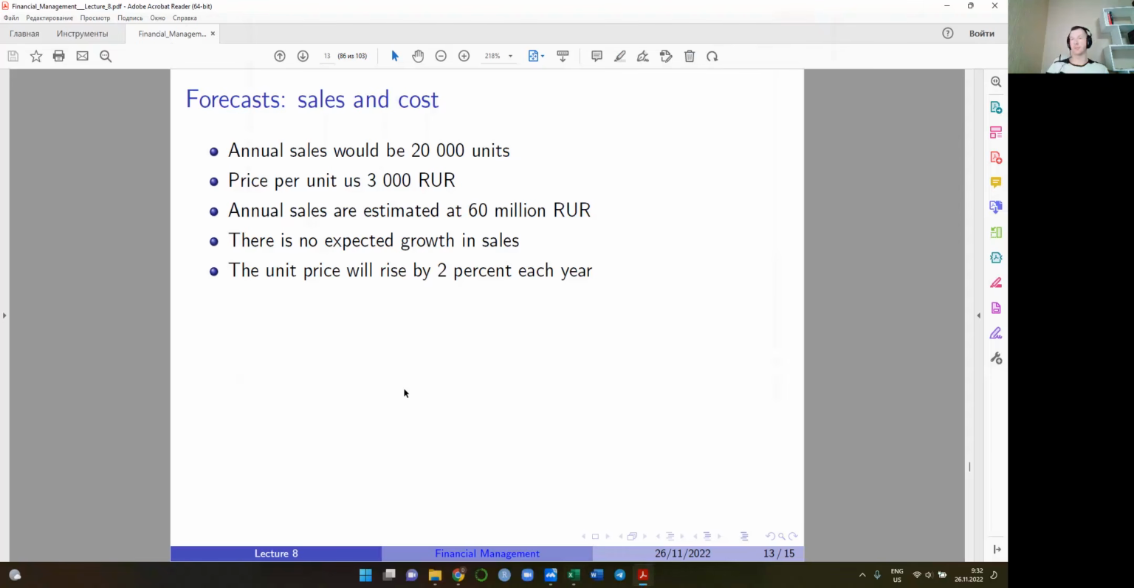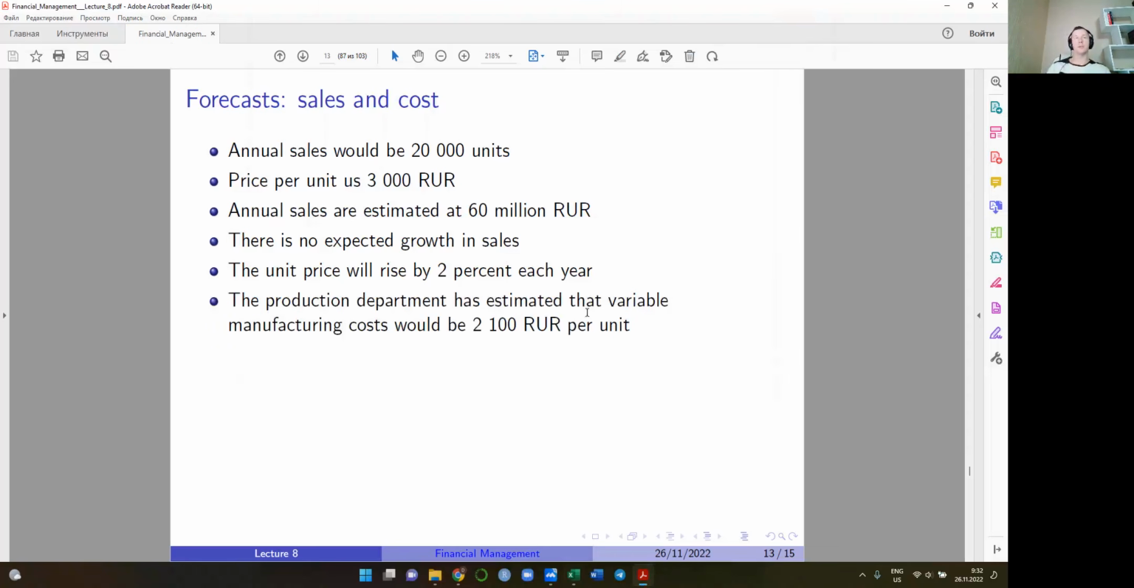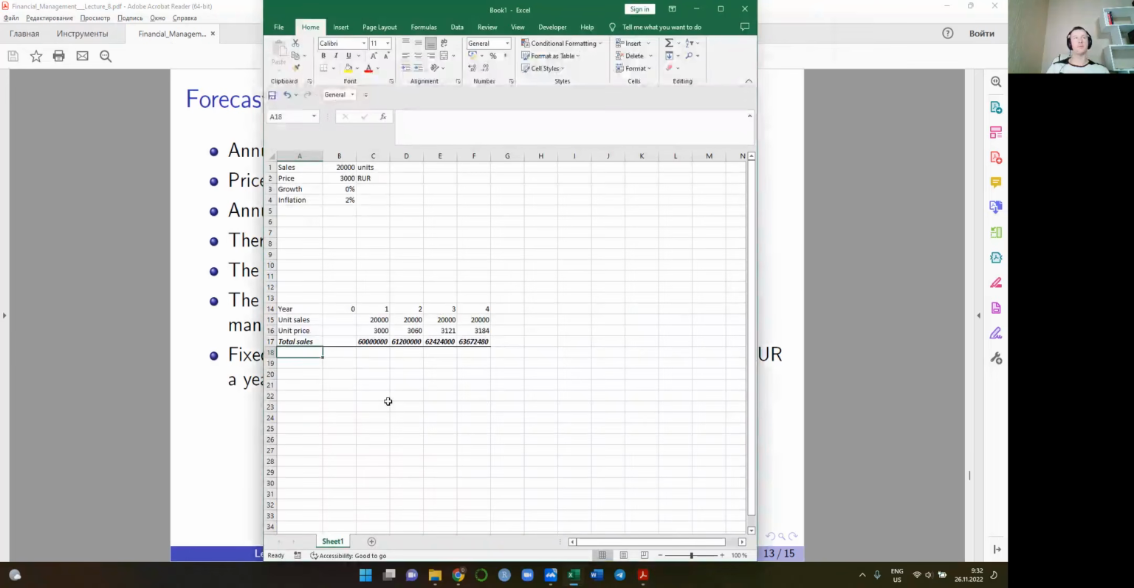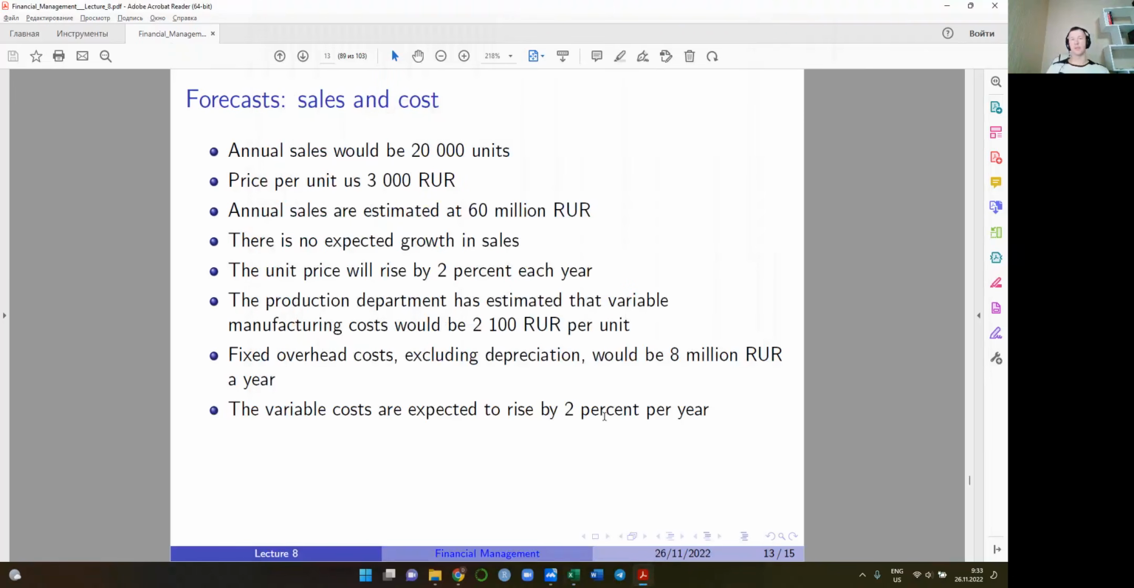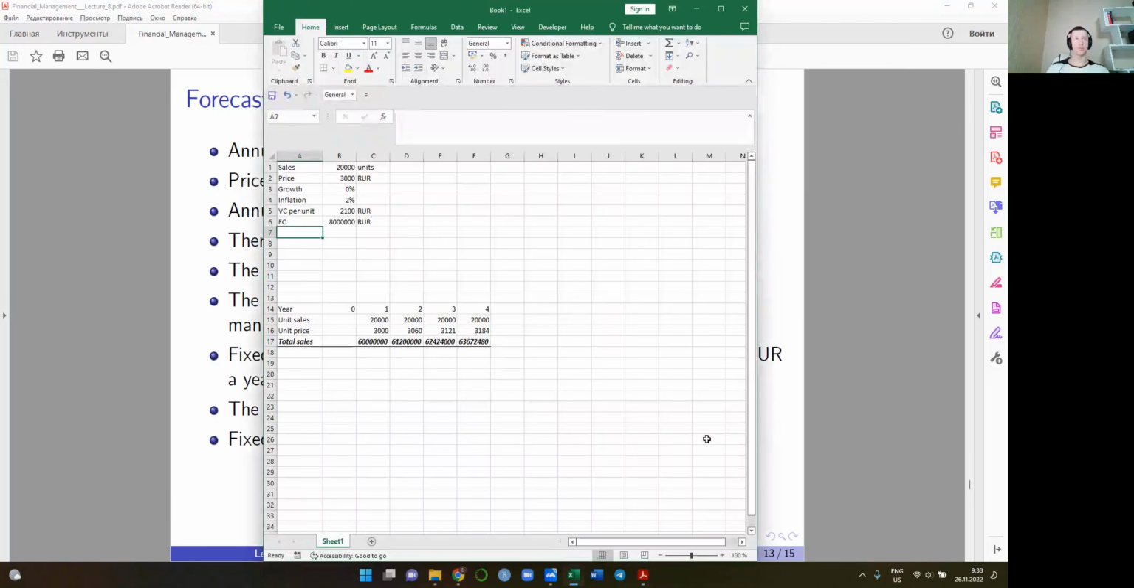And then we continue. Now we estimate manufacturing costs of 2,100 rubles per unit, the variable manufacturing cost. We also have a fixed overhead cost, which is 8 million rubles a year. Let's put them in our table. Variable cost per unit, 2,100 rubles. Fixed cost is going to be a total of 8 million. The variable costs are expected to rise by 2% per year, again the same inflation. Fixed costs are expected to rise by 1% per year, just to introduce some heterogeneity. So this is fixed cost inflation: 1%.